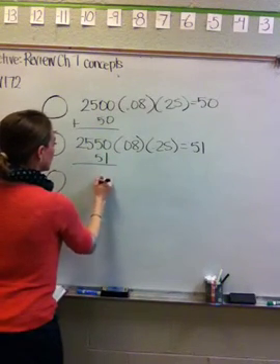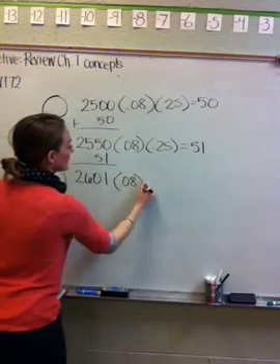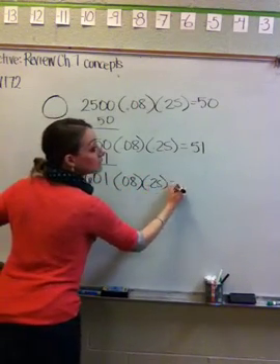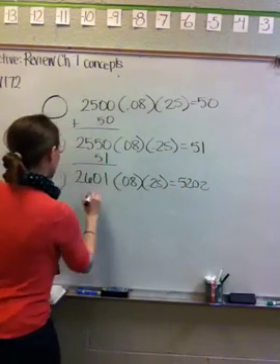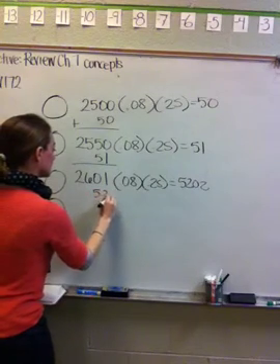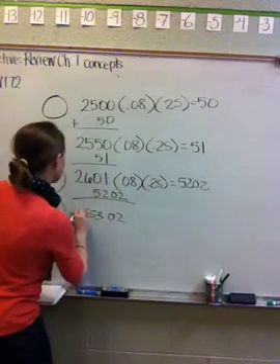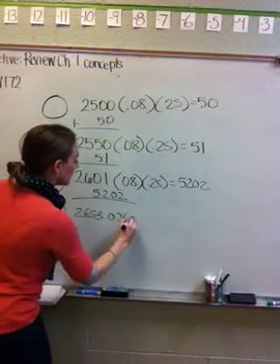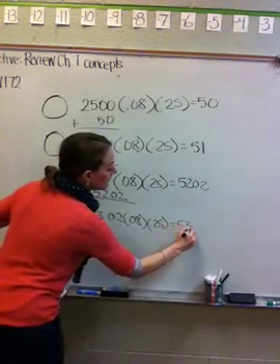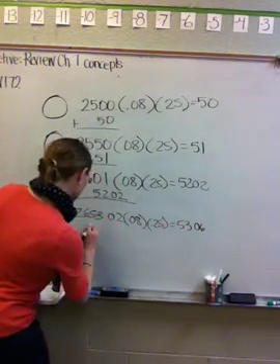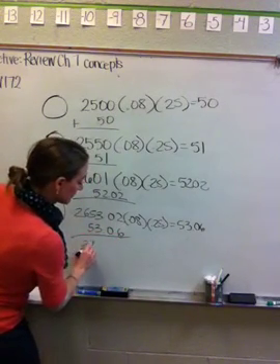What do you have? 2,601 times 0.08 times 0.25 is 52.02. Then 2,653.02 times 0.08 times 0.25 gives 53.06. Grand total of 2,706.08.